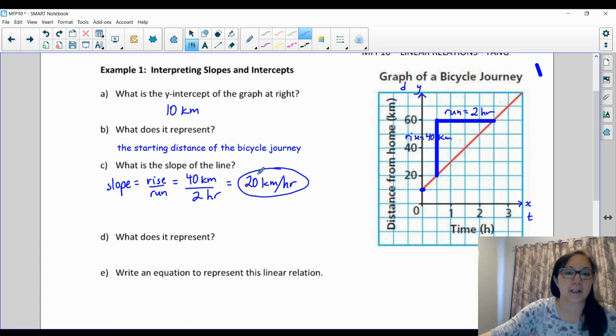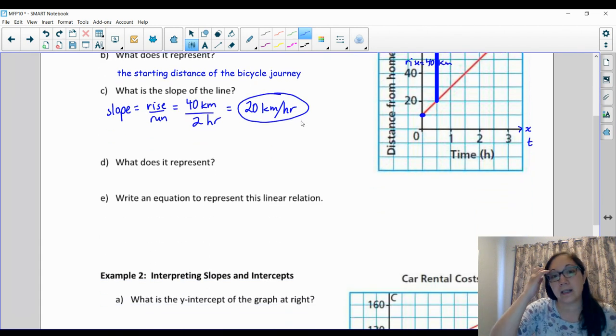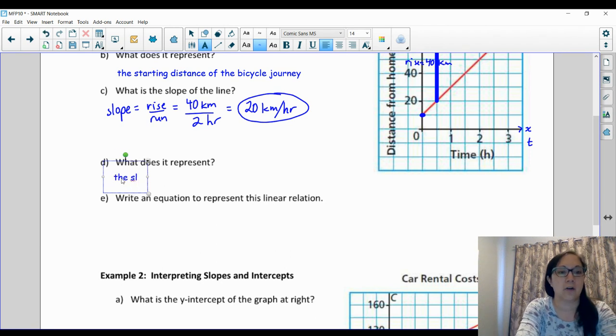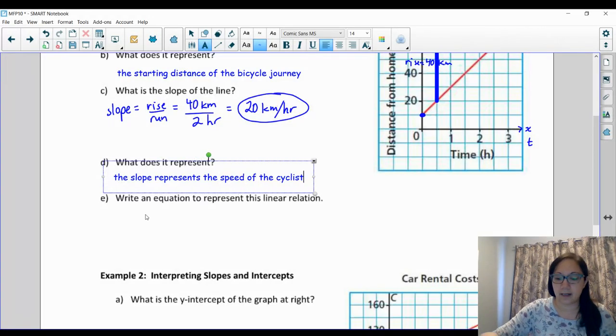Now, if you've taken driver's ed, you know that different speed limits are expressed, or speeds are expressed in kilometers per hour. So that actually helps us answer this next question. Just by looking at the units, we can tell we're talking about a speed. So the slope represents the speed of the cyclist. Write an equation to represent this linear relation.